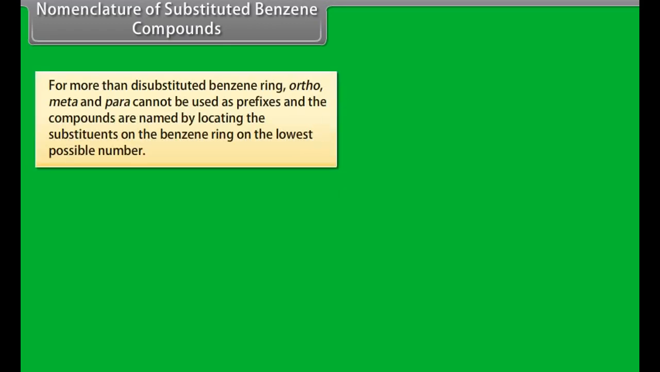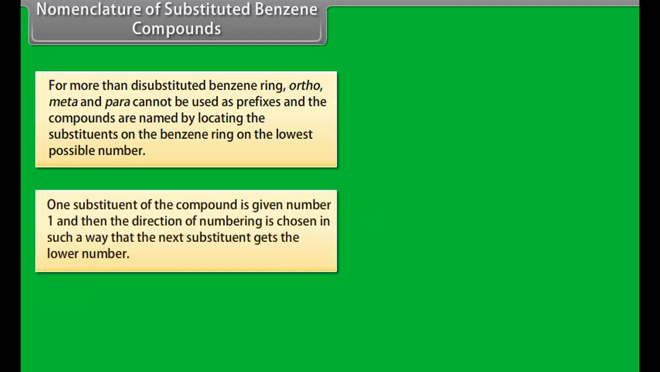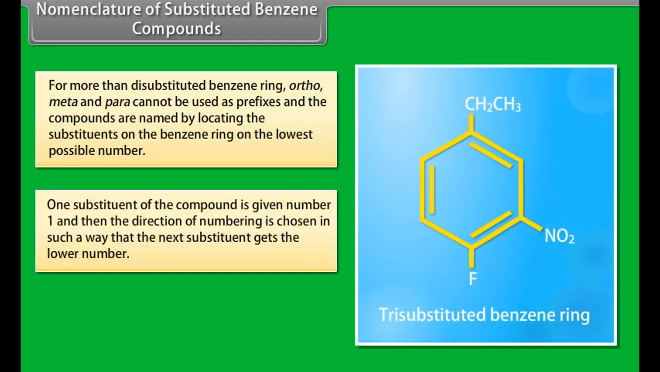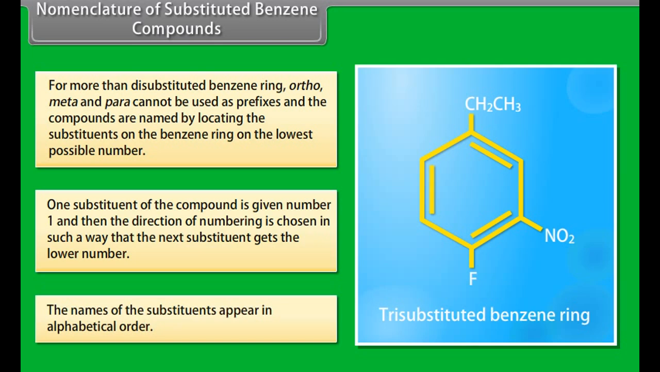Nomenclature of substituted benzene compounds. For more than di-substituted benzene ring, ortho, meta, and para cannot be used as prefixes, and the compounds are named by locating the substituents on the benzene ring on the lowest possible number. One substituent of the compound is given number 1, and then the direction of numbering is chosen in such a way that the next substituent gets the lower number. The names of the substituents appear in alphabetical order.